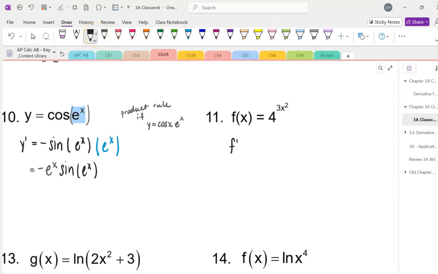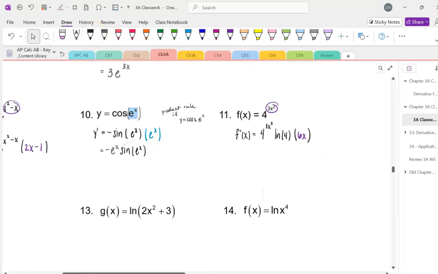All right, number 11, just follow the rules. We've got f prime of x equals, it's always a rewrite, natural log of the base multiplied by the derivative of the exponent. In this case, the derivative of our exponent would be 6x. And this is our final answer. And you can leave your answer just as is.